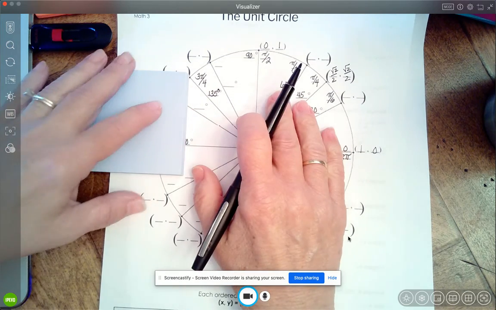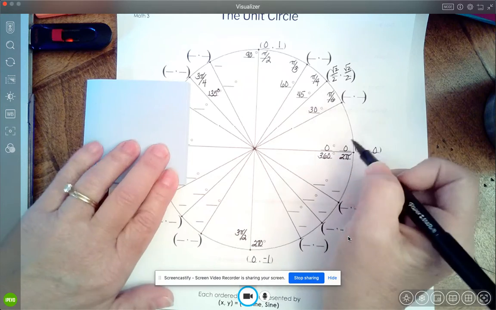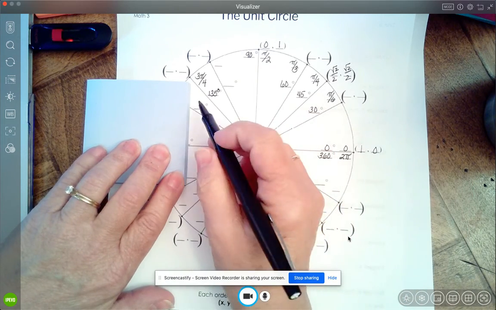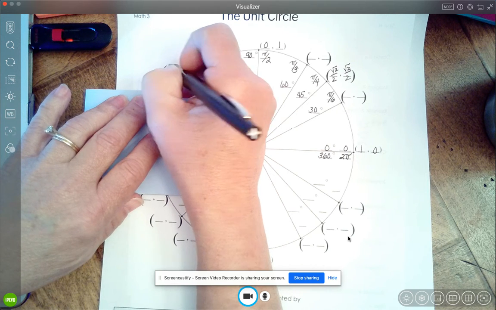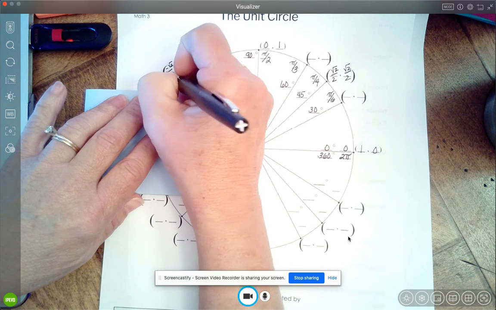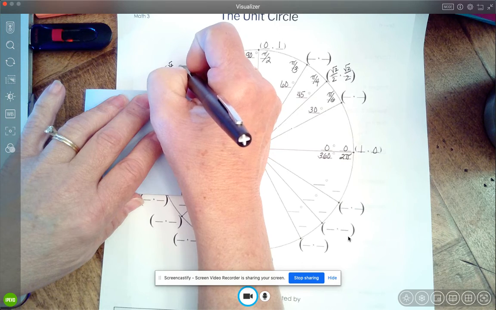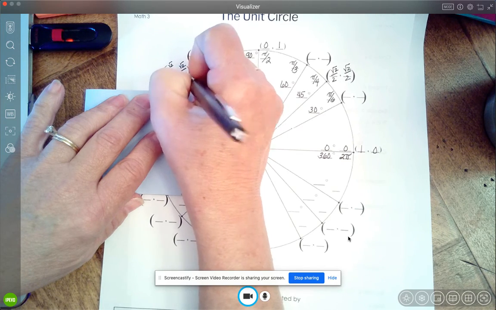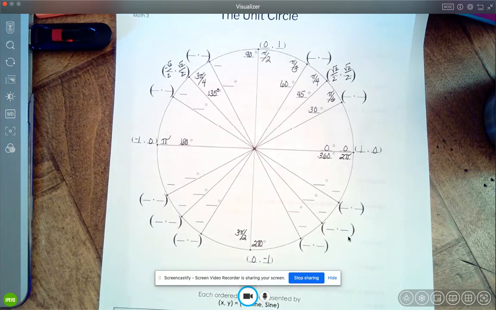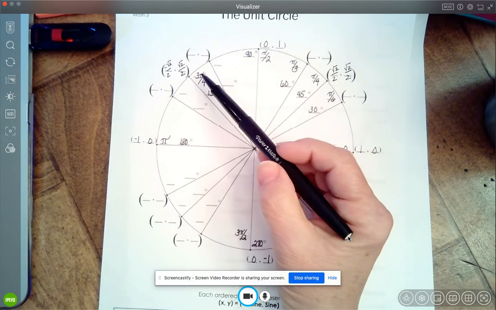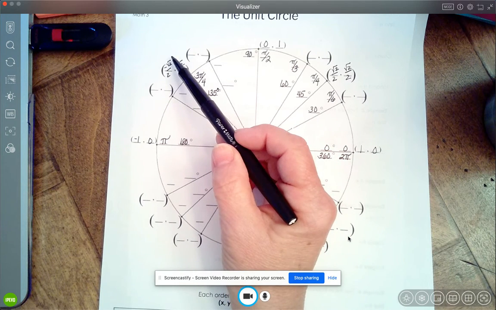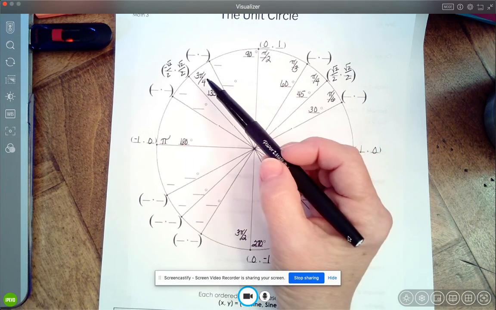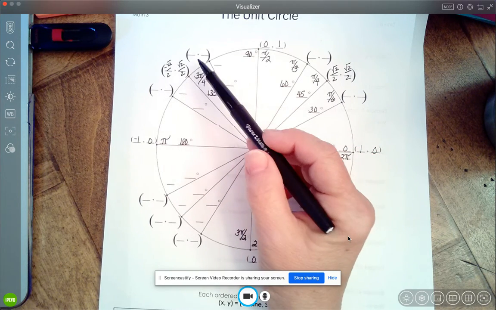So when I'm doing the coordinates here, this is going to be on the x value. I came over negative square root of 2 over 2, and I went up positive square root of 2 over 2. So if someone asks you, what is the cosine of 3 pi over 4, it is this value right here, negative square root of 2 over 2. What is the sine of 3 pi over 4? Square root of 2 over 2.